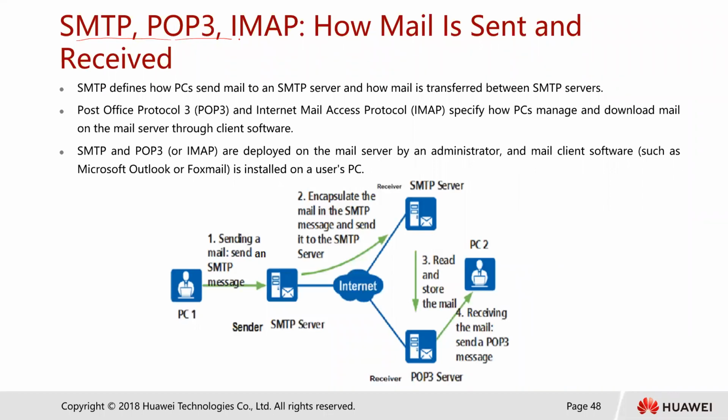We talked about this, you gave me these examples before, how mail is sent and received. SMTP defines how a PC sends mail to an SMTP server and how email is transferred between SMTP servers. Whereas Post Office Protocol 3 and Internet Mail Access Protocol specify how PCs manage and download mail on the mail server through client software. SMTP and POP3 or IMAP are deployed on the mail server by the administrator, and mail client software such as Microsoft Outlook is installed on the user's PC.